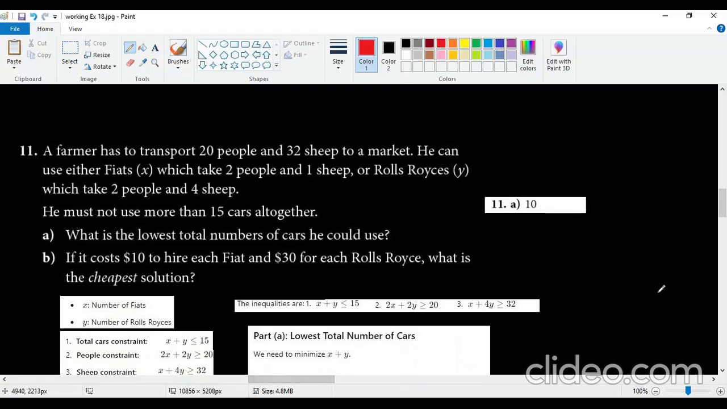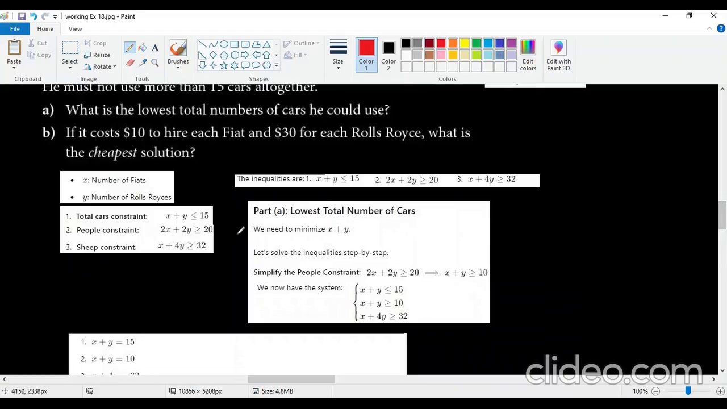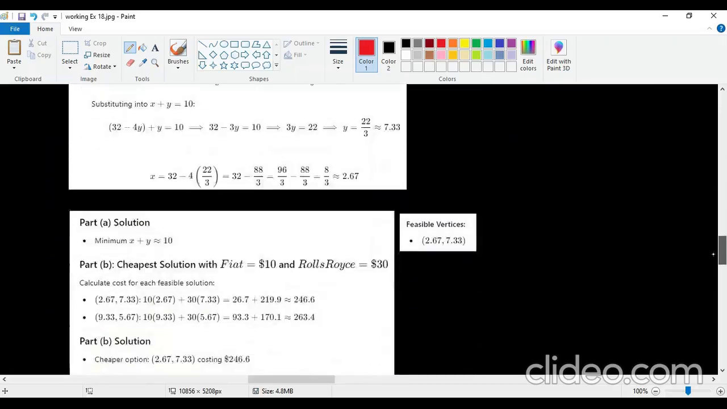Now let's see the constraints that we have. The total number of cars constraint is this one. For the people constraint, the first car gets two and the second car also two, but when it comes to the sheep constraint, it's only one for the first one, the Fiat, and four in the Rolls Royce, and the constraints are these three. When we put this into Desmos, we come up with something like this.